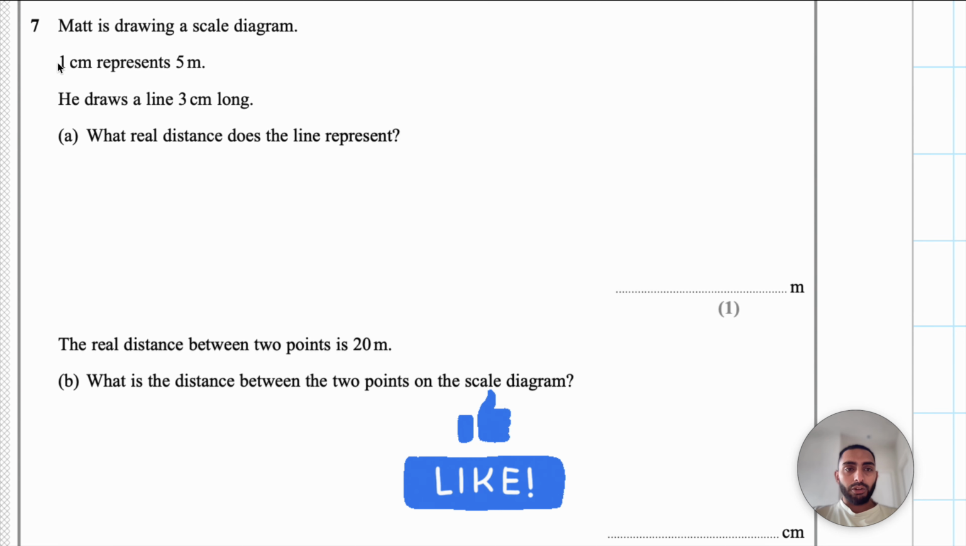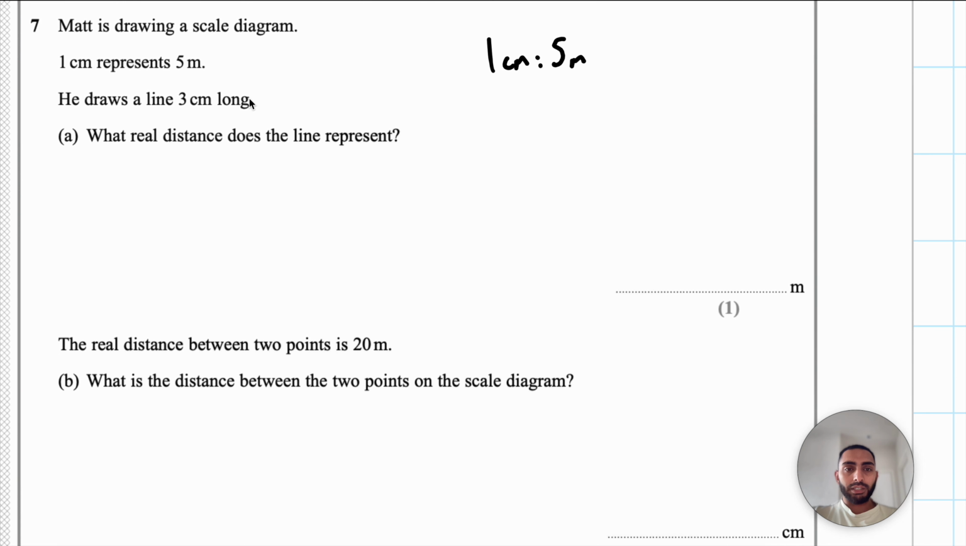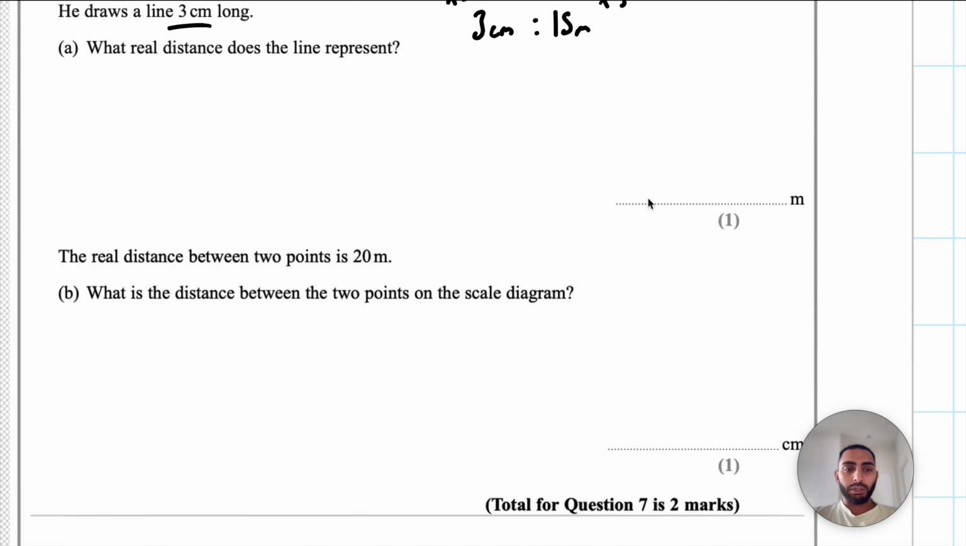Question 7. Matt is drawing a scale diagram. 1 centimetre represents 5 metres. I'm going to write that as a ratio, 1 centimetre to 5 metres. He draws a line 3 centimetres long. What real distance does the line represent? Because he's drawing a line 3 centimetres long, I'm going to write this below the centimetres. What have I multiplied on the left-hand side? I multiplied by 3. I need to do the same thing to the right-hand side. 5 multiplied by 3 is 15, so it's 15 metres.